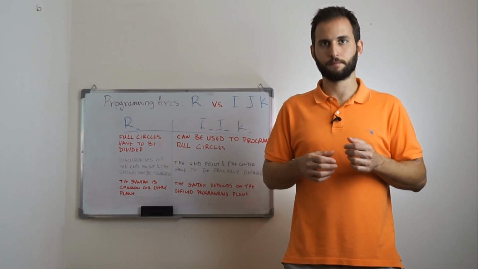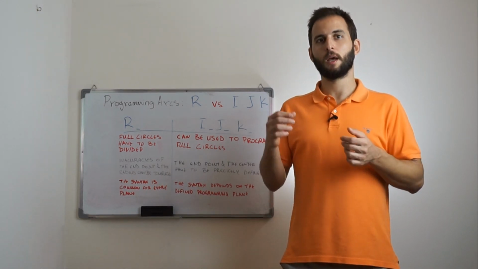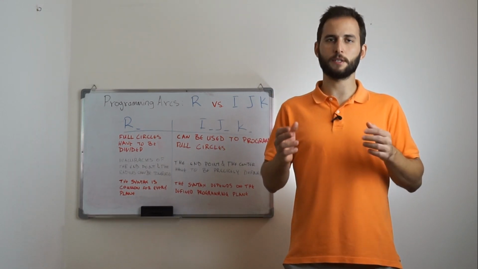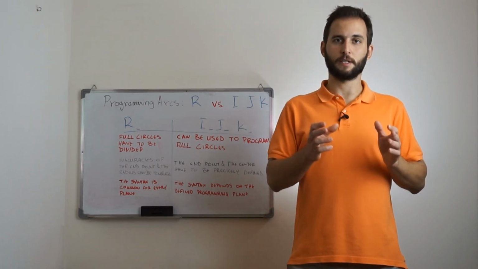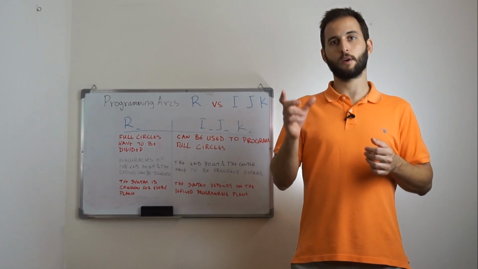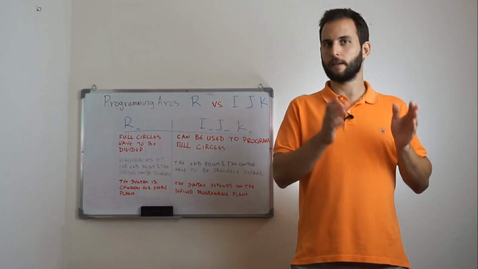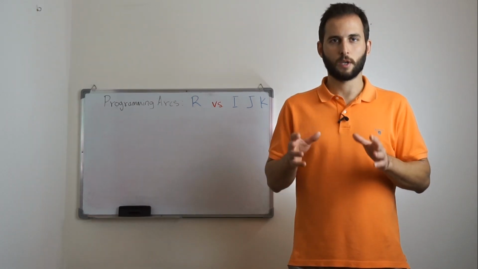Finally, the third difference between these two options is that whenever we program an arc by defining its radius, the syntax remains the same regardless of the programming plane. On the other hand, whenever we program an arc by defining its center, we have to take into account the programming plane in order to select the correct couple of words IJ, JK, IK in order to program the arc correctly.